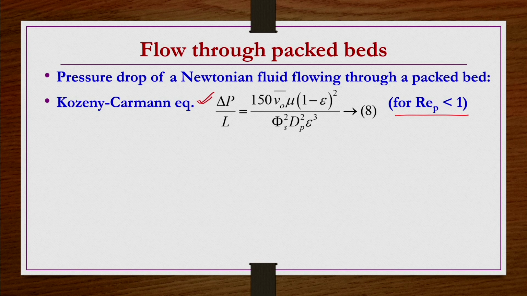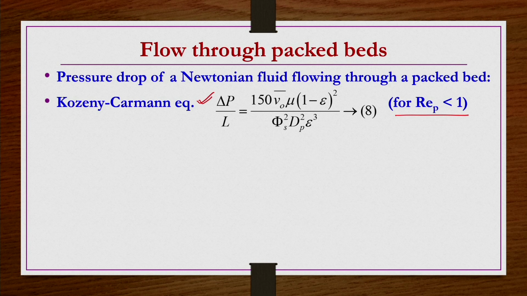Here, everything on the right hand side is known. V naught bar is the superficial velocity, or empty tower velocity, and mu is the viscosity of the fluid, both known in general. Epsilon is the voidage of the bed, so that is also known. For a given type of particle, the size and the sphericity of the particle are known in general. So, everything on the right hand side is known, and one can simply substitute these parameters and find the pressure drop.